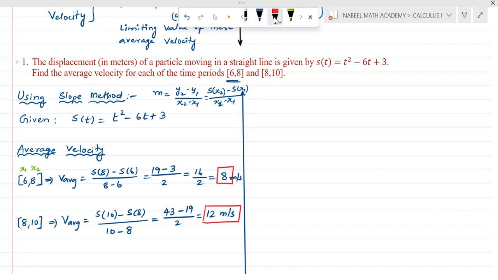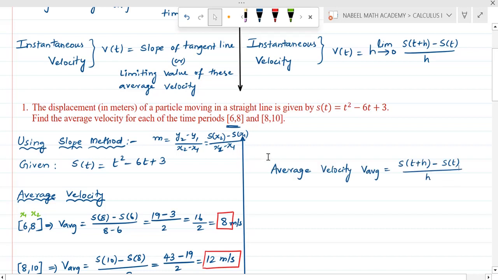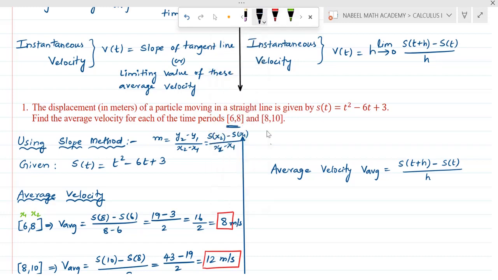Let us calculate the same problem using the derivative method. What is the derivative method? The rule is this one. So I will take this part, using the derivative method.